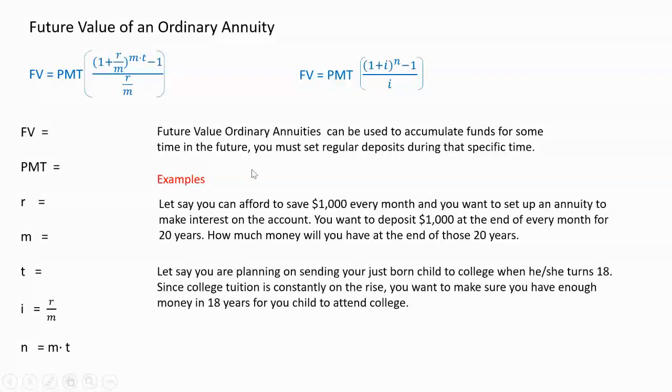Another example: let's say you are planning on sending your just born child to college when he or she turns 18. Since college tuition is constantly on the rise, you want to make sure you have enough money in 18 years for your child to attend college.